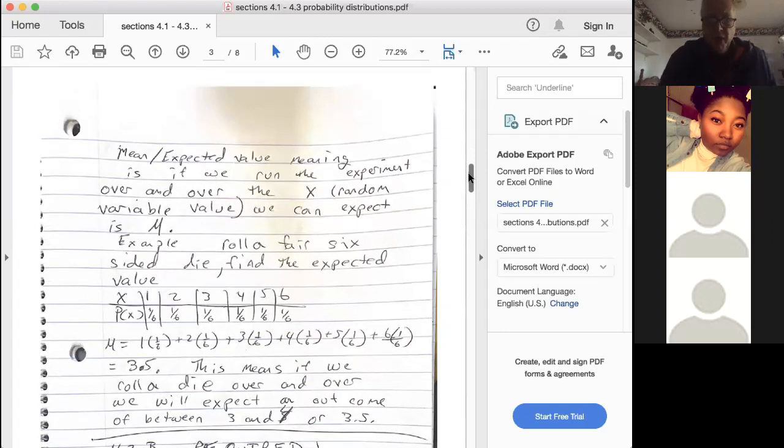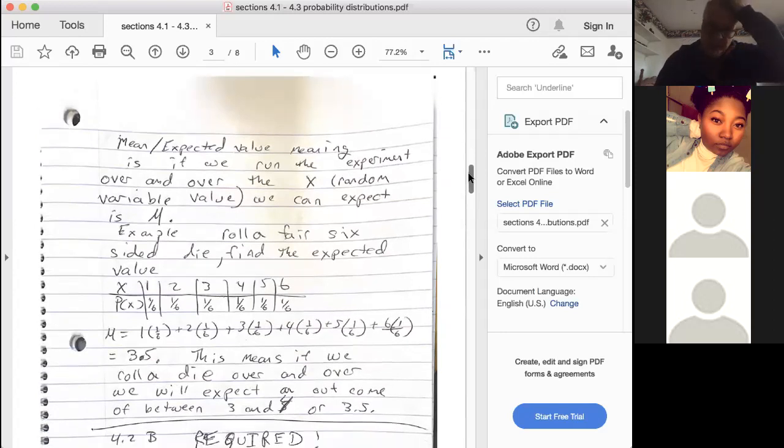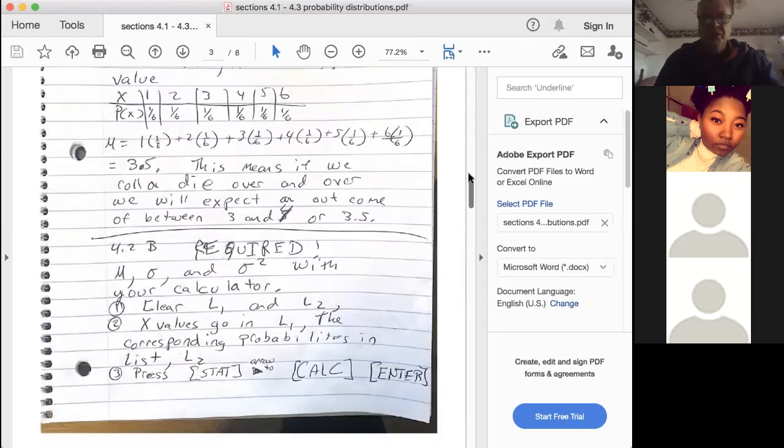So we roll a fair 6-sided die, find the expected value. First off, writing out our probability distribution for rolling a 6-sided die, our outcomes can be 1, 2, 3, 4, 5, or 6. And if it's fair, then each outcome has equal probability. It's equally likely, as we said. So if it's fair, the likelihood of rolling a 1 would be 1/6. 2 would be the same. In fact, all these would be 1/6.